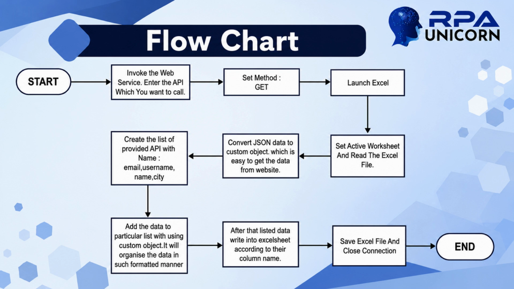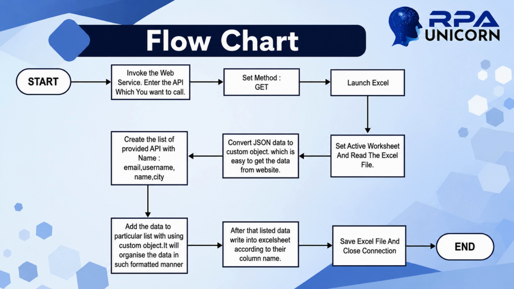The automation flowchart. Let's take a look at how this process works from start to finish. We begin by using the invoke web service action and entering our API URL, setting the HTTP method to GET. Next, the bot launches Excel, sets the active worksheet, and reads the existing file.